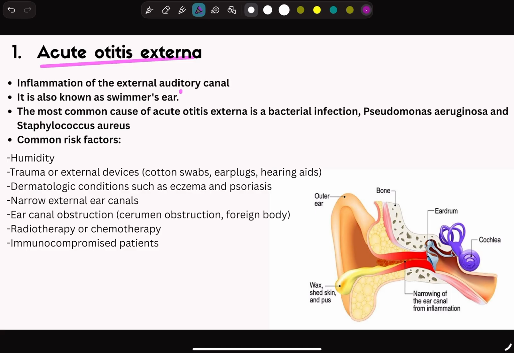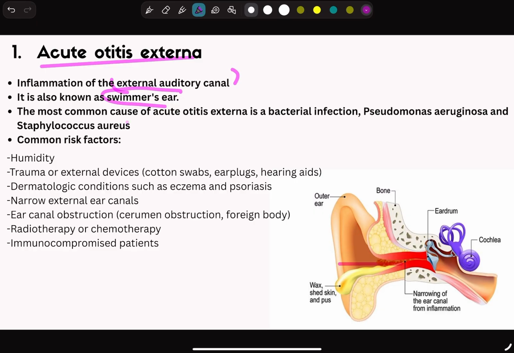It is also known as the swimmer's ear because usually there will be a history of exposure to water, either in the pool, at the beach, whatever. It is inflammation of the outer ear, okay? And as I said, the outer ear is exposed to the environment, to bacteria, and that really puts the external ear at risk of a lot of infections. So we see it a lot in the clinic, honestly.